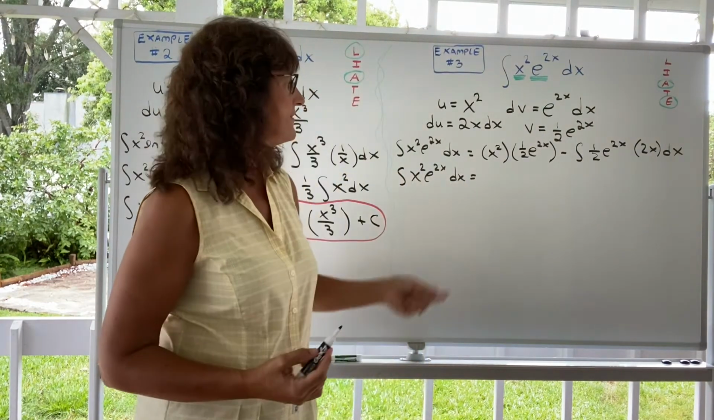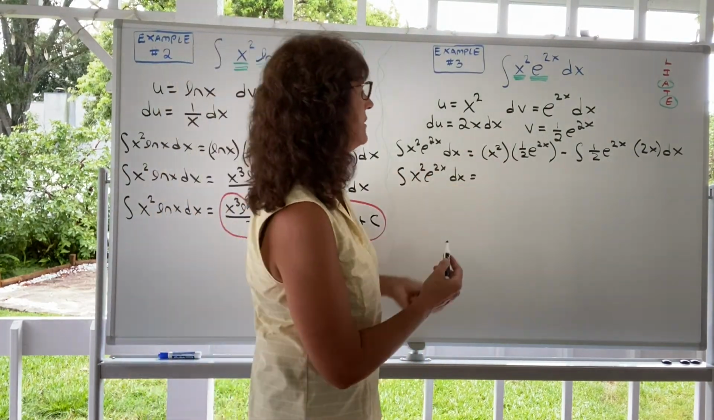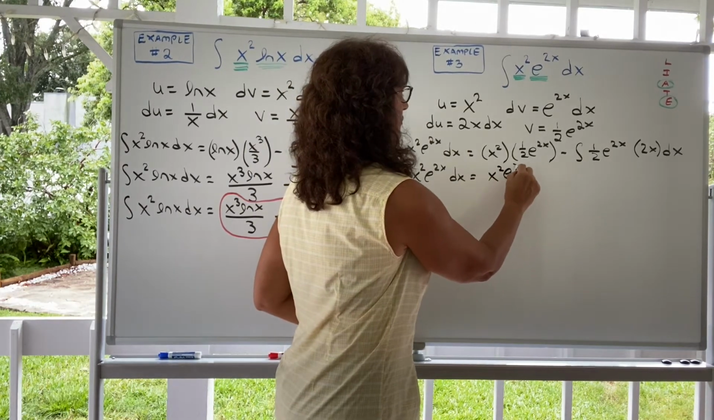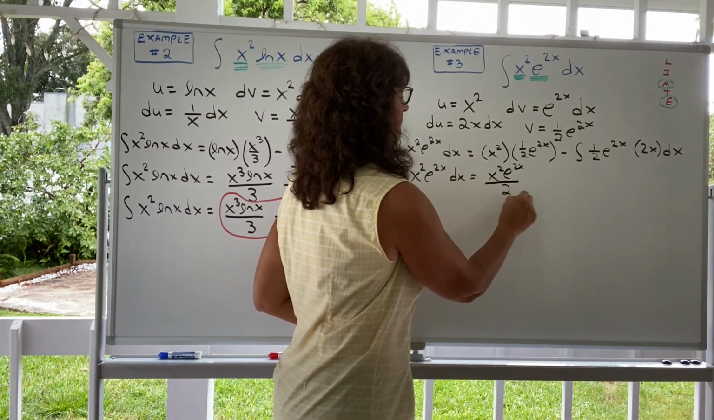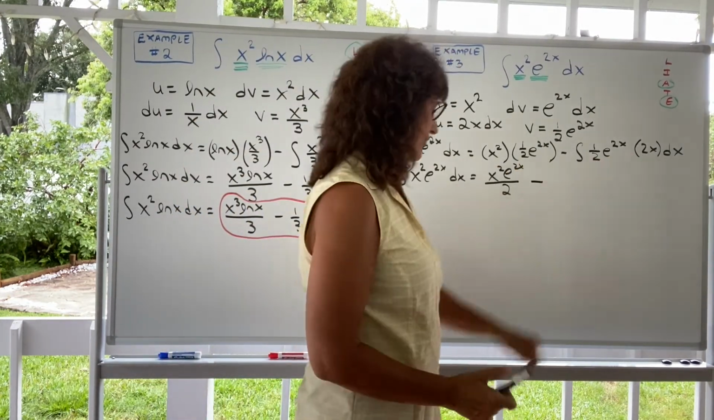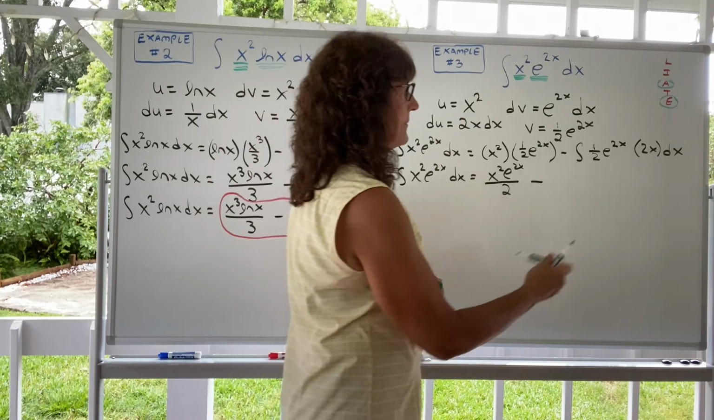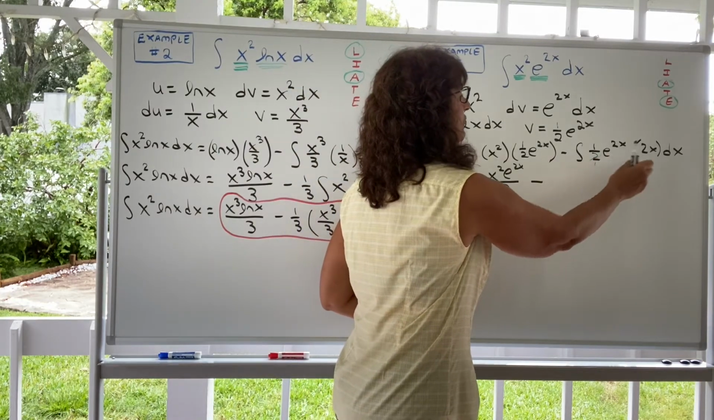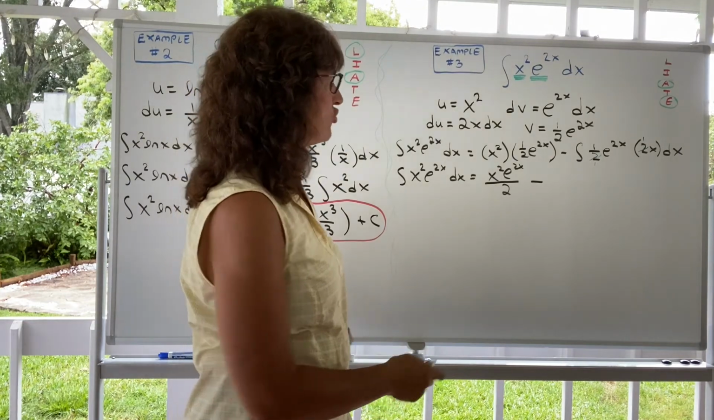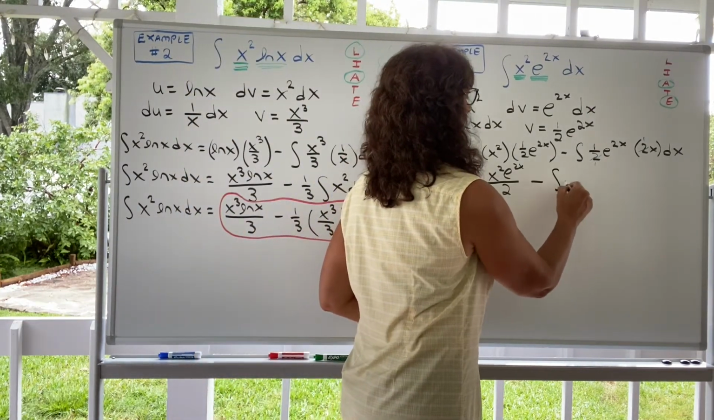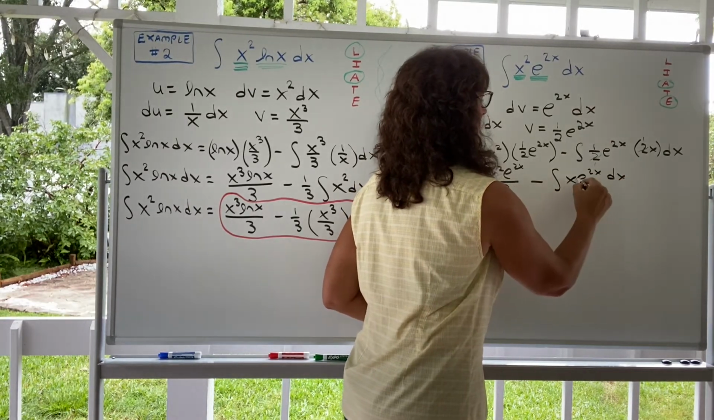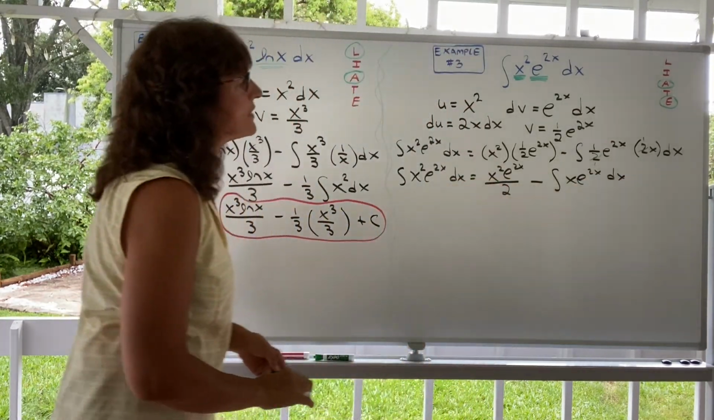Let me just simplify. Let's take this term right here, and we can call it x squared e to the 2x over 2, minus. And these twos, a half of 2, these cancel, don't they? 2 goes into 2 once. These constants cancel here. So I'm just going to integrate x e to the 2x dx, and so we have this.